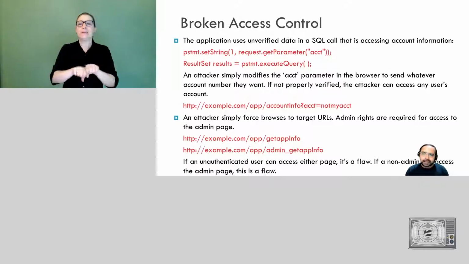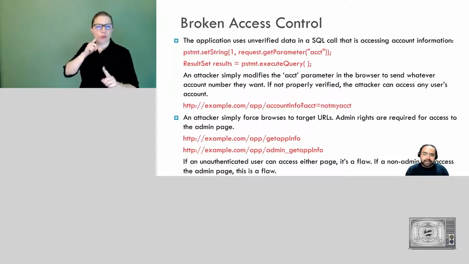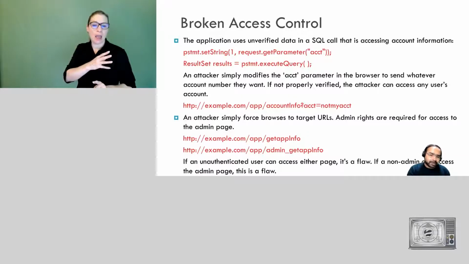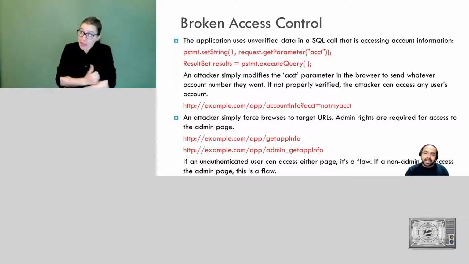The next is the broken access control risk. So here the application uses unverified data in an SQL call that is accessing the account information. For example, here the account parameter is the unverified data. So an attacker can simply force the browser to target URLs, and admin rights are required for access to the admin page. But in this case, since it is unauthenticated, the user can directly access either page, and it's a flaw. So even a non-admin user can access the admin page.